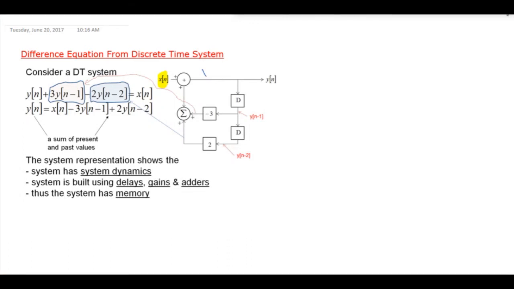Hi, we are coming to the difference equation. Difference equation is usually used for modeling or describing a discrete time system or digital system. And it is different from the differential equation. Now, maybe we just look from here.